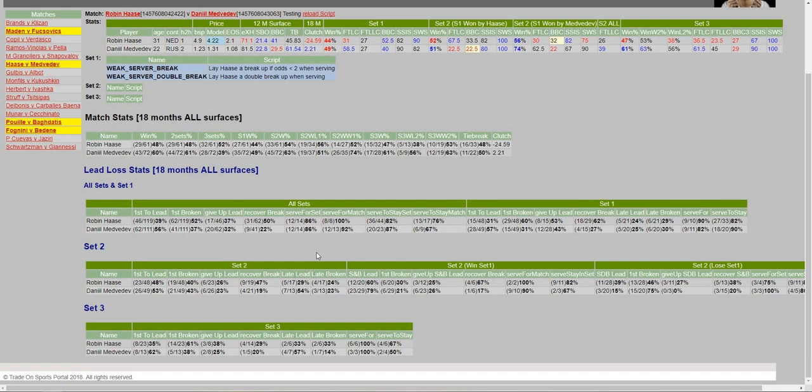Okay, if we scroll down a bit, we've got all the figures over the last 18 months, all surfaces. It's all pretty self-explanatory there. And you can see that a lot of tennis players are creatures of habit. They repeat the same things over and over and over again. And once you've recognised those patterns, it really makes a massive improvement to your reading of a tennis match and therefore your trading.